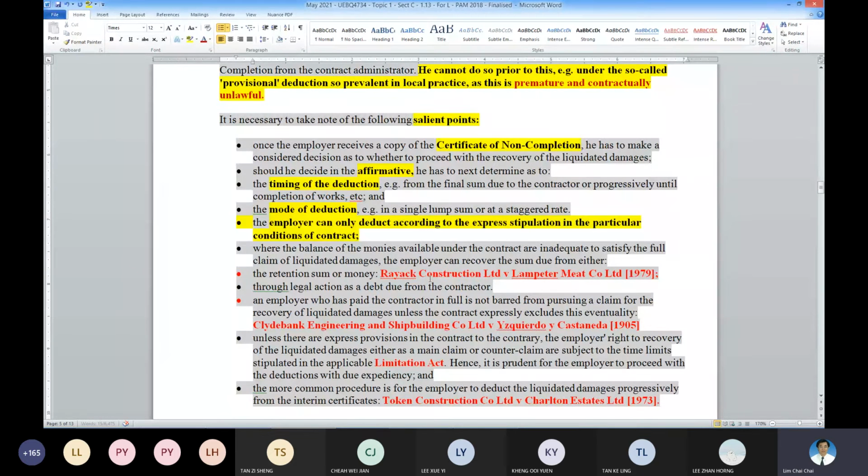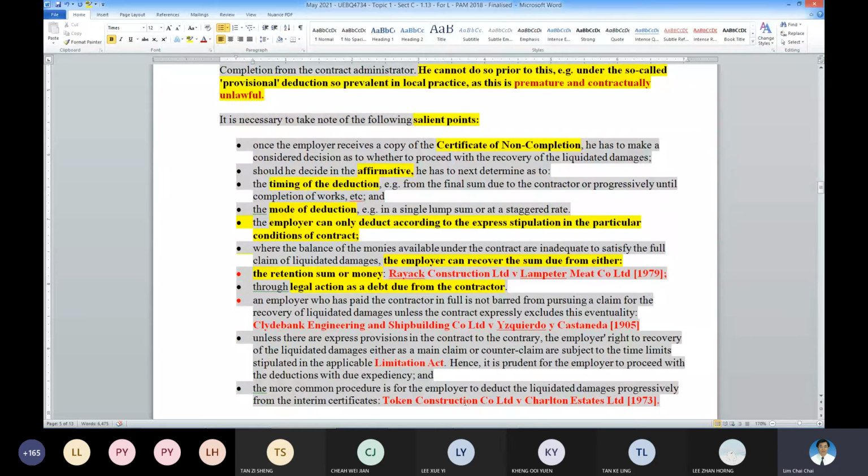So if it is not sufficient, then you can get it from the retention sum or from the performance bond. Okay. If it's not sufficient, then as a debt from the contractor. So these are the mechanisms for the employer to take it back: from the sum due, retention sum, or take legal action against the contractor.